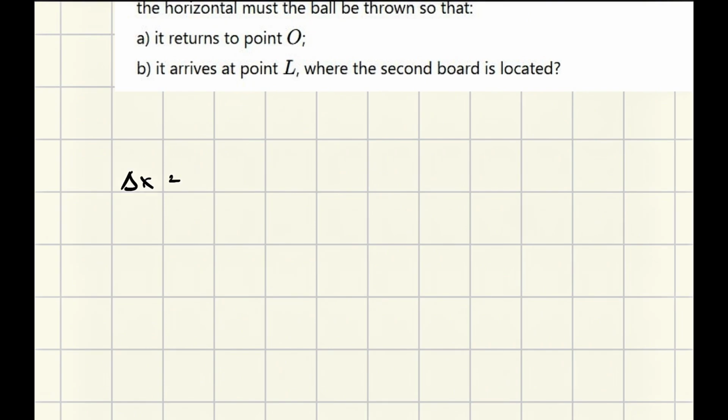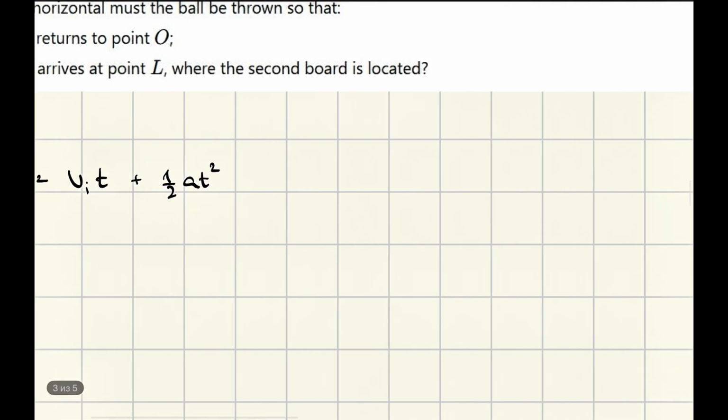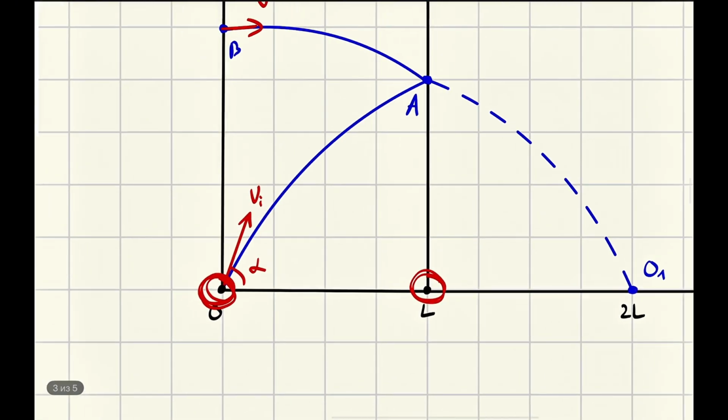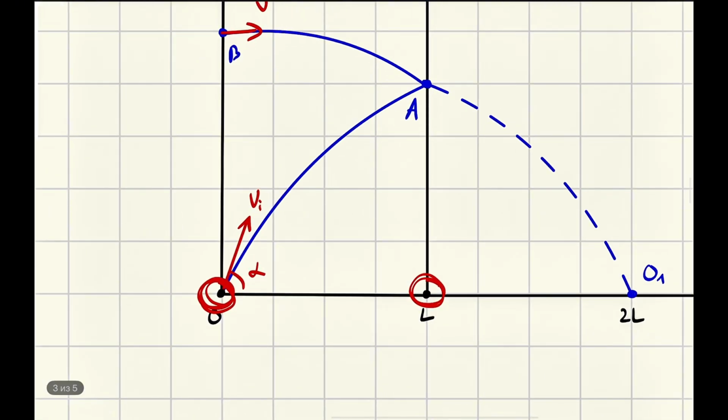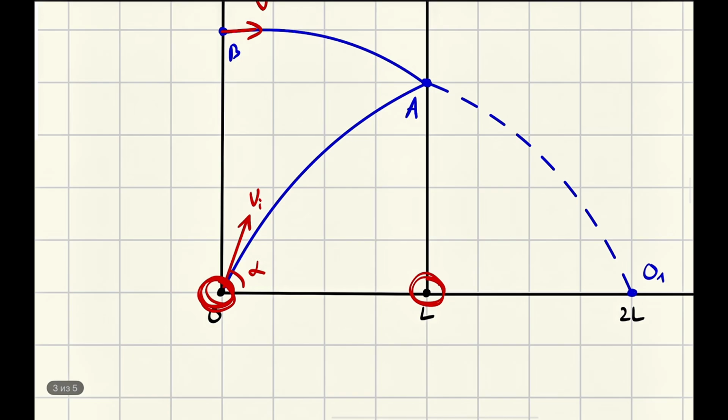Delta x equals v initial times t plus 1 divided by 2 a t squared. Of course, if there is a force, there would be acceleration. If there is no force, there is no acceleration. First of all, we need to look at the vertical result.